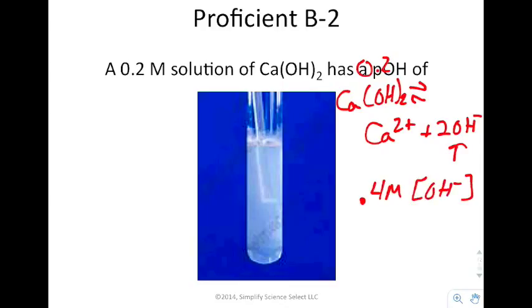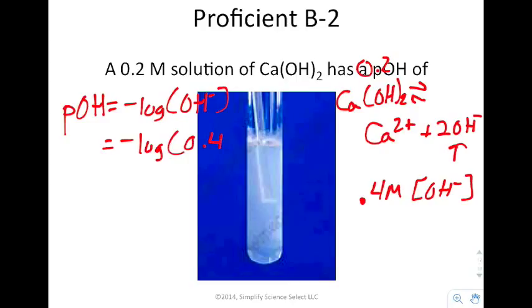Because of that, I can now say, all right, the pOH is equal to the negative log of OH-. When you do this, you end up with the negative log of 0.4, which is a number that we've already talked about. It's one of the only log numbers that's the same value. So it ends up being 0.4 is the pOH.